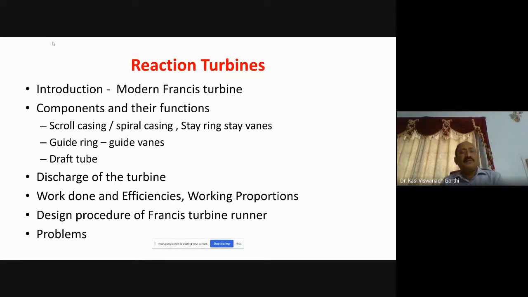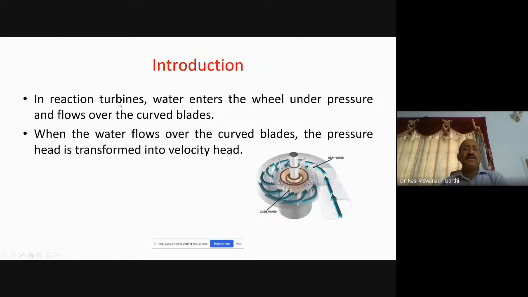Then how the draft tube, where it is provided, and what are the advantages and functions of the draft tube, etc. we see. Then the discharge of the turbine, work done, efficiencies, equations for the efficiency, working proportions, and the hydraulic design procedure for the Francis turbine runner, followed by one or two problems that we also discuss.